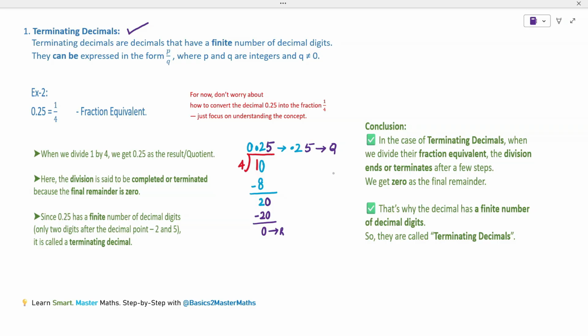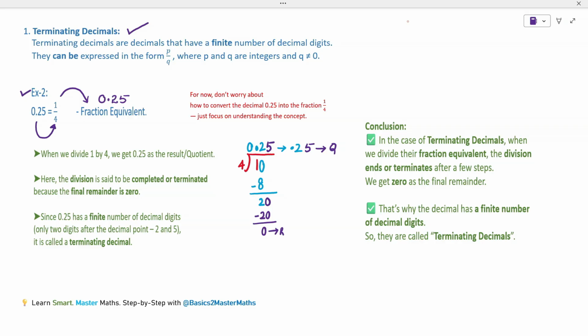In this video, we will explore this topic in depth. Example, 0.25 can be written as 1 by 4. So, 1 by 4 is the fraction equivalent of 0.25. Got it?